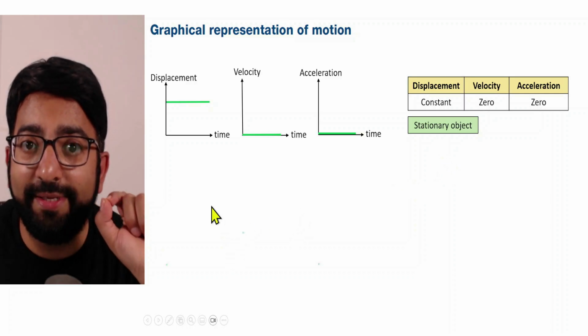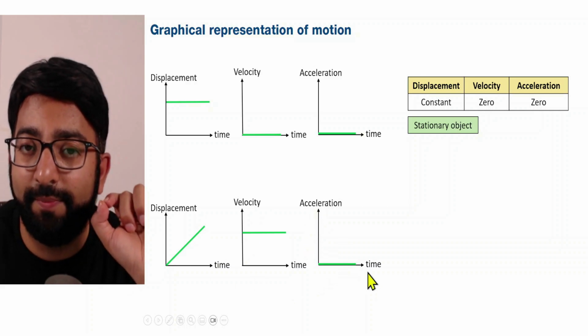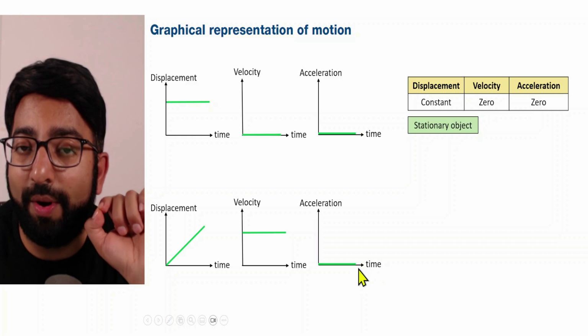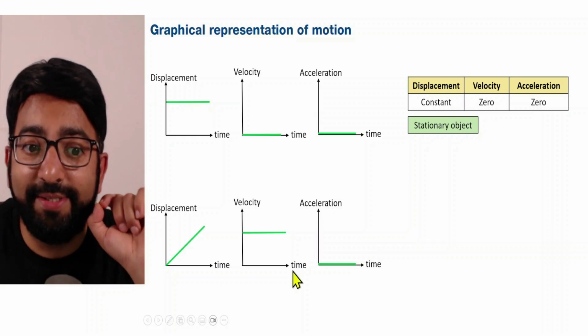Example number 2, let us consider another set of displacement, velocity, acceleration, time graphs. So as a student, can you deduce what kind of motion the particle is doing by reading all the three graphs? Let us analyze.